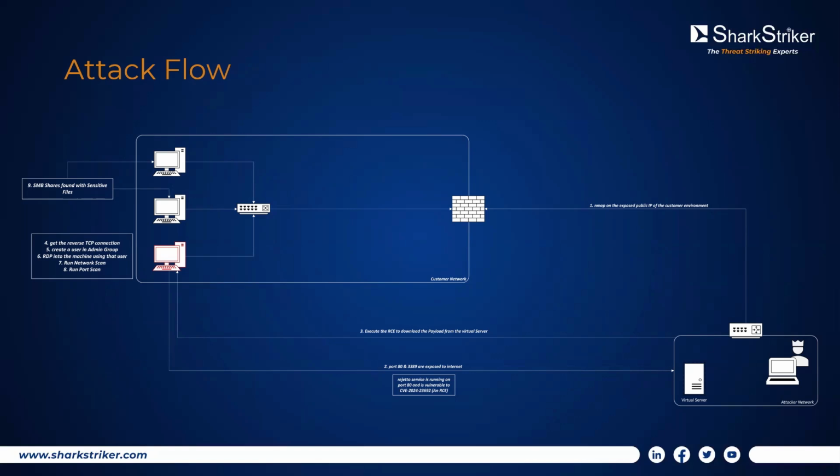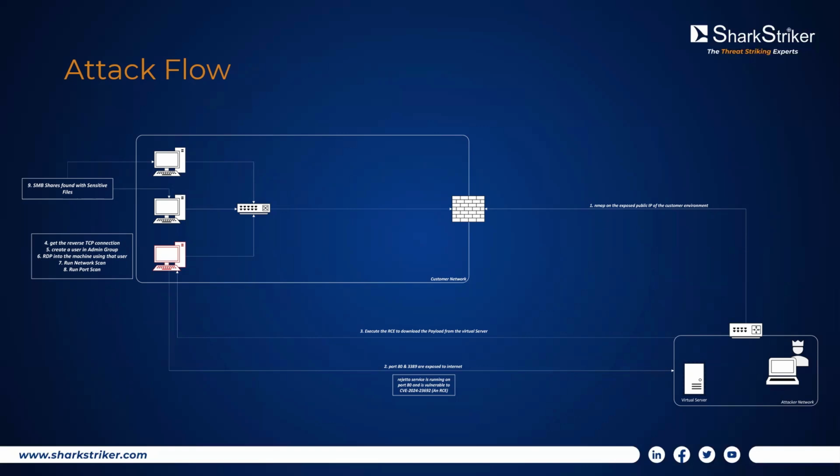We first did a port scan on that IP address of the customer to see the services that are exposed on the internet. Upon port scan, we found that port 80 and 3389 are open. Digging more into it, we found that on port 80, there is a file server, which is HFS file server by Rejetto. There was a recent vulnerability in Rejetto that goes by CVE-2024-23692. It is a template injection vulnerability in Rejetto HFS.